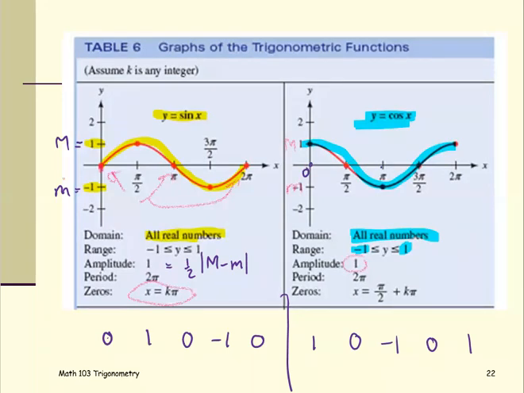For the zeros, or the x-intercepts, the graph crosses the x-axis at pi over 2, 3 pi over 2. And if you keep going with the graph, the next one is going to be 5 pi over 2. We call these the odd multiples of pi divided by 2, or in the general form, pi over 2 plus k pi.